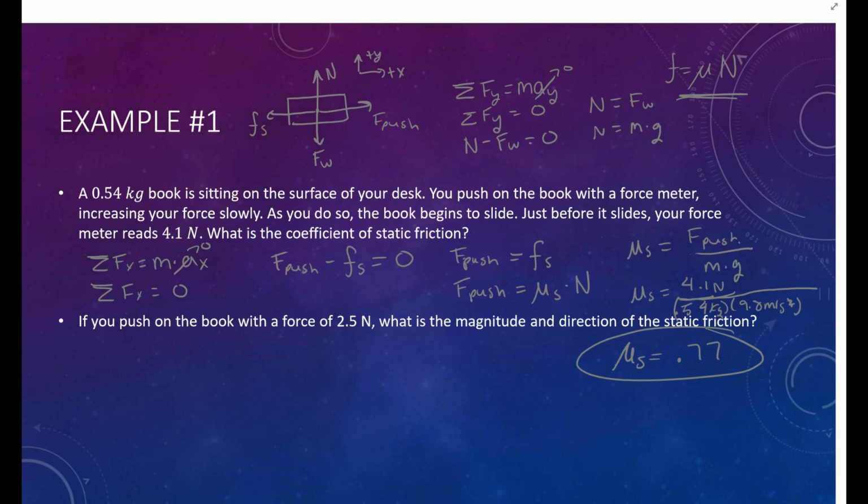So I know that the amount of static friction I can get out of the problem is only as much as I put in, as long as I'm less than my maximum. If I'm above my maximum, I'm no longer dealing with static friction. It actually shifts to a different kind of friction, and we'll talk about that. But as long as it's below the maximum, what I put in is what I get out. I put in 2.5 newtons, I get out 2.5 newtons of static friction. But don't we have to say left or something? Because this is direction as well.